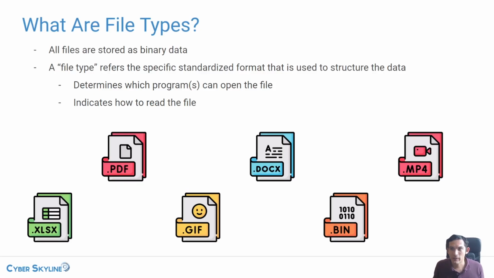Now, before we go to magic bytes, we need to quickly cover file types. The background on that is that all files are stored as binary data, regardless of what they actually represent. So whether those are images, PDFs, Word documents, they're all just binary. So there needs to be some way to identify what type of file something is. So that's the file type.